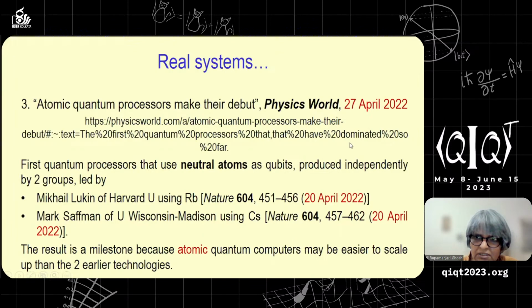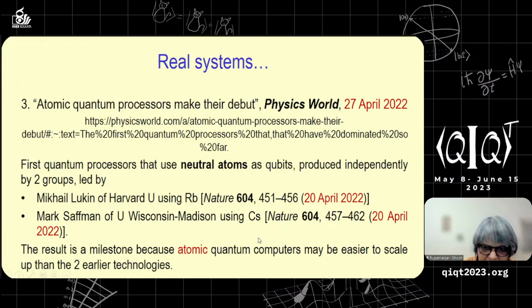So I talked about ions and I talked about superconducting bits, but the most important real system that is now catching our attention is atomic. So quantum processors that use neutral atoms, and I prepared you for that by talking about EIT and so forth, because these were produced independently by two groups. Again, last year in April, Harvard and Wisconsin-Madison, probably you have read that in back-to-back Nature papers.